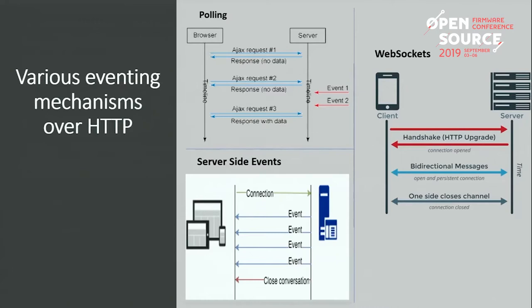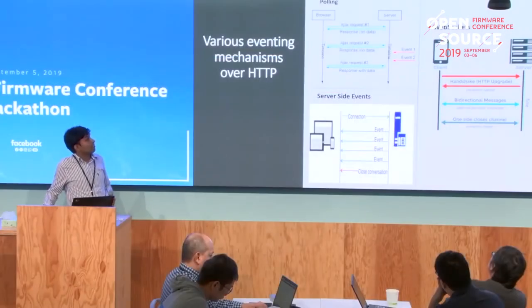What are the various eventing mechanisms that currently exist over HTTP? One is normal polling, the other is SSE, server-sent events, and the third is WebSockets. In polling, we do periodic polling where the client keeps polling for a resource, like the state of a certain resource. But that is pretty resource intensive, and the client doesn't get real-time updates. In server-sent events, the client opens a connection, and once the connection is open, the server keeps sending data over the connection.